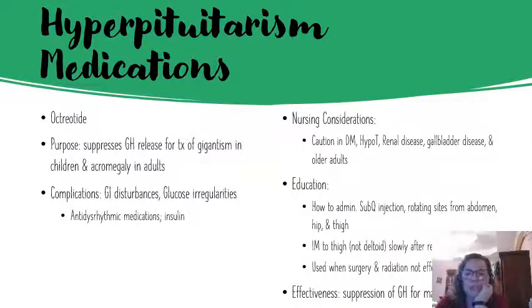Education is going to be on how to administer it subcutaneously, using a 45-degree angle and rotating sites in their abdomen, hip, and thigh. So with this one they can rotate to their hip, whereas the other one was only the abdomen and thigh. Remember the differences. They can also administer it IM, so education on how to give it IM, but they should only deliver it IM to the thigh. They should not give it to their deltoid. They should administer it slowly after reconstitution, and once it reaches room temperature.